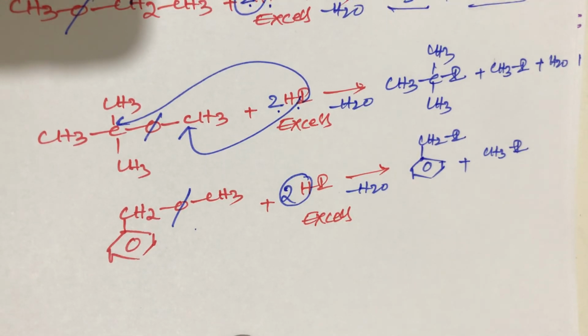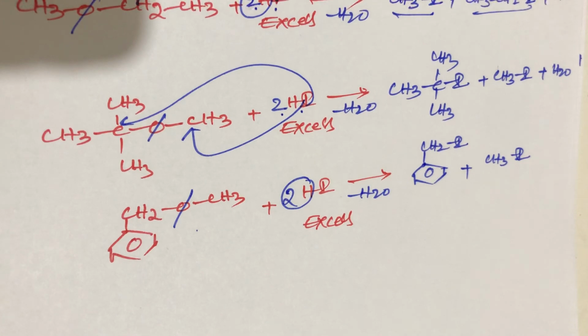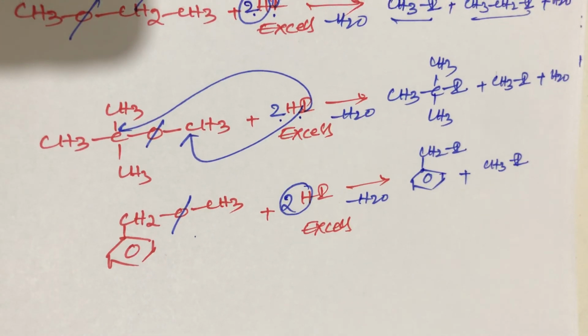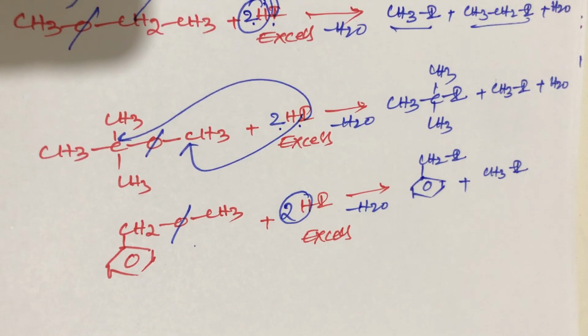These are the important chemical properties of ether. When ethers react with HI they give different types of products. When ethers react with excess of HI, what are the products?